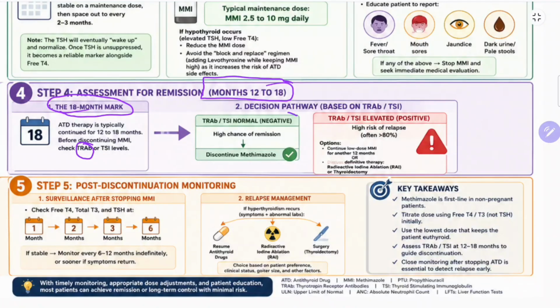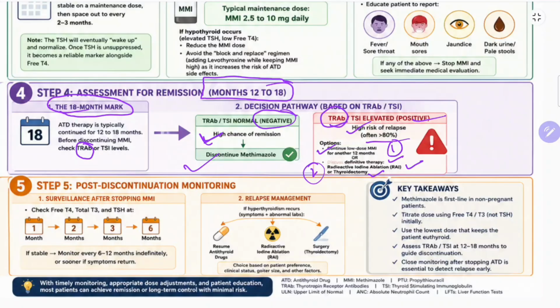So if the thyroid receptor antibody levels are negative, then there is a high chance of remission. Discontinue methimazole. If thyroid receptor antibodies are positive, then there is a high chance of relapse, often more than 80%. Then continue low dose methimazole for another 12 months. That is one option. The second option is to take definitive therapy, either in the form of radioactive therapy or thyroidectomy, depending upon the condition of the patient and the condition of the thyroid.